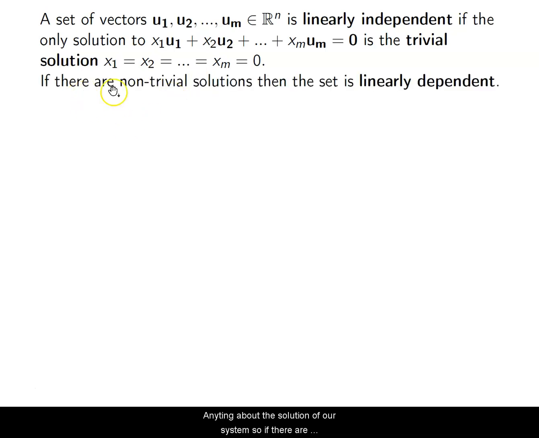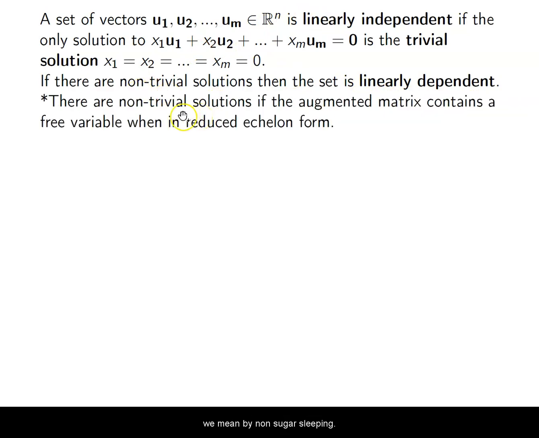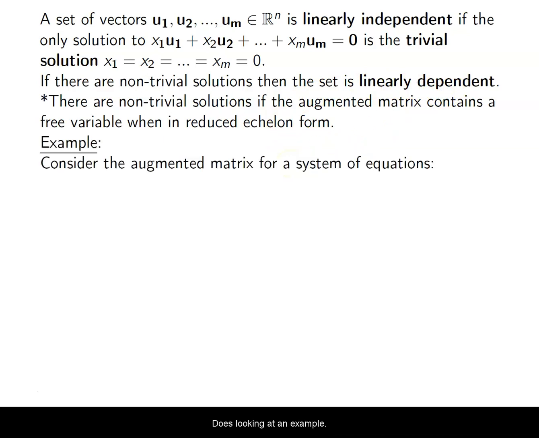Okay, so if there are non-trivial solutions, then we call our system linearly dependent. Okay, linearly dependent, so non-trivial solutions. What we mean by non-trivial solutions is that there are free variables present. So if there are non-trivial solutions present in the augmented matrix when we reduce it down into echelon form, then that means we have a linearly dependent system. Okay, so let's look at an example.